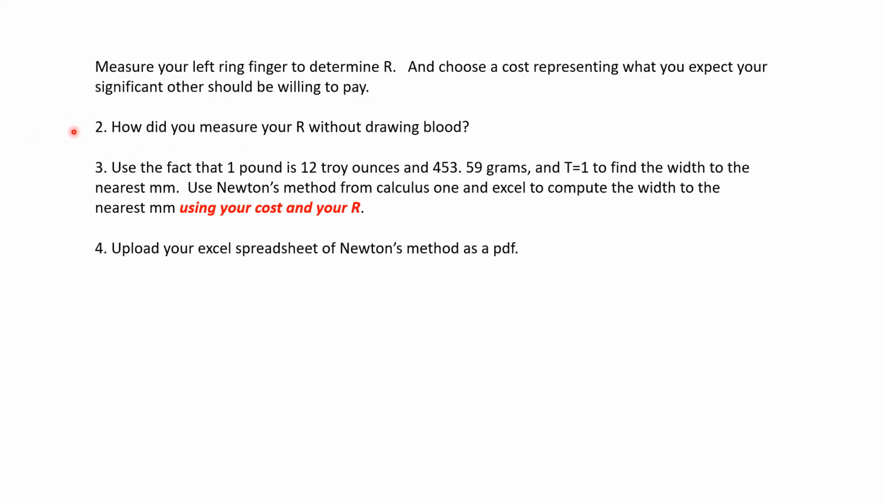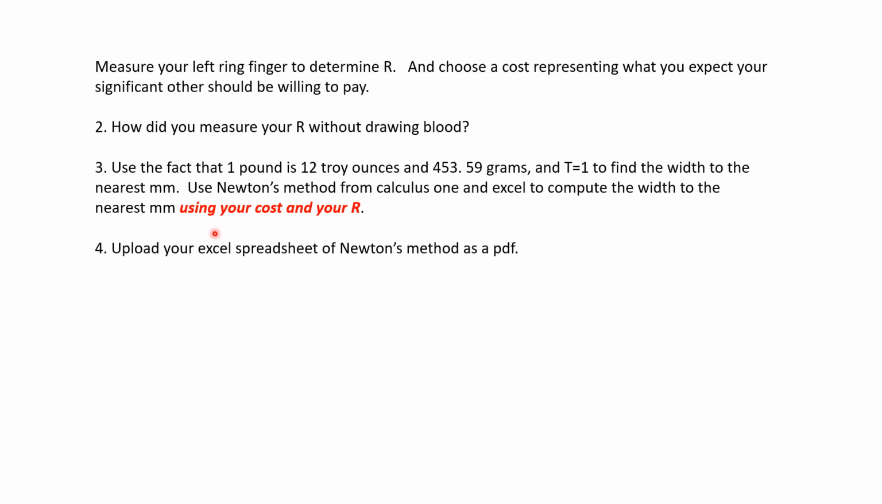How do you measure R on your finger without drawing blood? For example, don't say, I'll just cut my finger off and measure it. No. Number three, use the fact that 1 pound is 12 troy ounces. A troy ounce is a different thing than another kind of ounce. And there are 453.59 grams in a pound. So a pound is this. And I realize that this is mass and this is weight, but that's assuming that those are the conversion factors that people use. And again, as we said, T is 1.